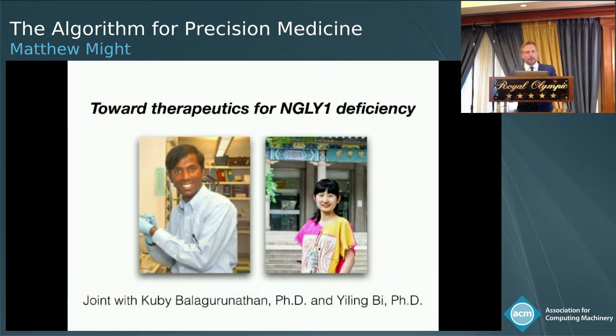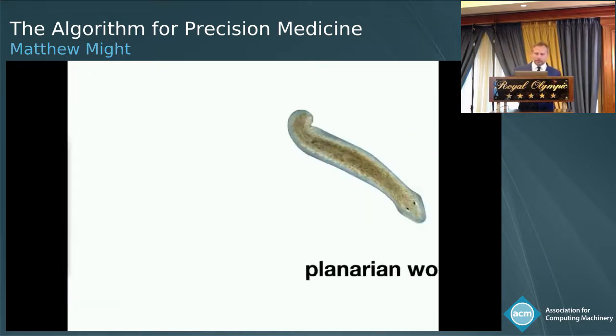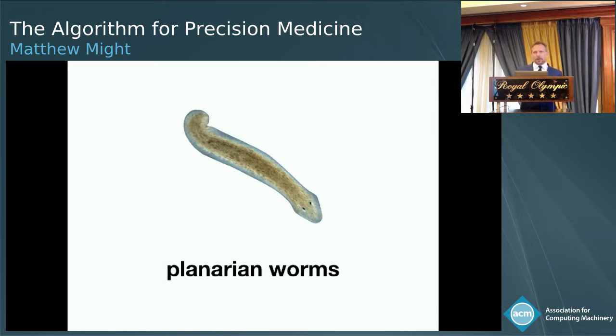And then I ended up having enough preliminary data to actually pick up a grant to do therapeutics development for NGLY1 deficiency in partnership with folks in the College of Pharmacy back at the University of Utah where I was. So in a nutshell, what we did with this grant was we gave planarian worms this disease. Planarian worms are fantastic as a model of development because if you cut them in half, they completely regrow. So we said we want to study the developmental aspects of this disease. We want to see if we can rescue this part of the disorder.